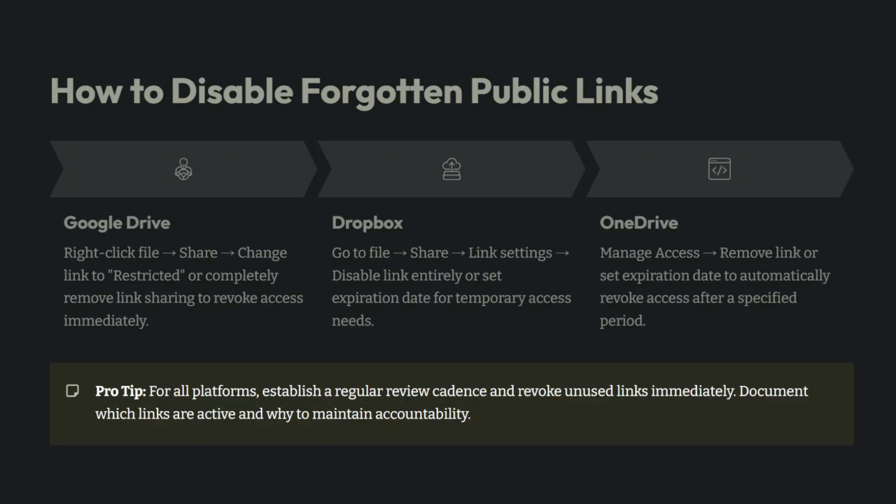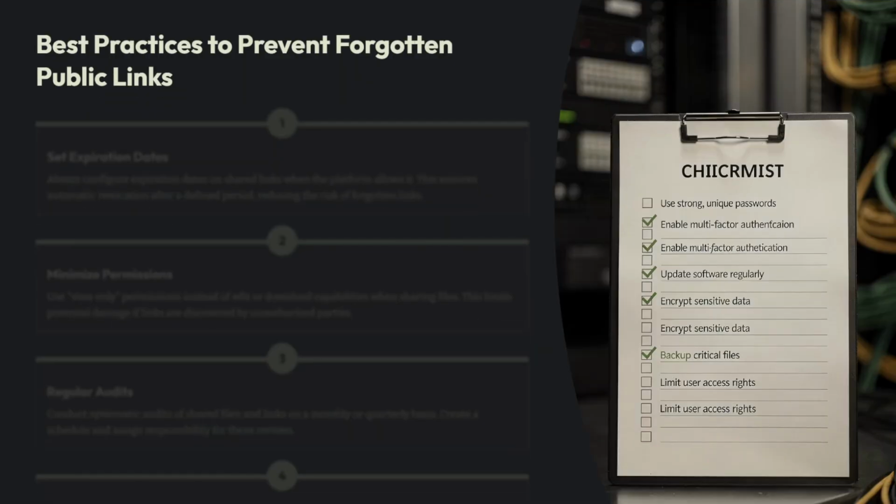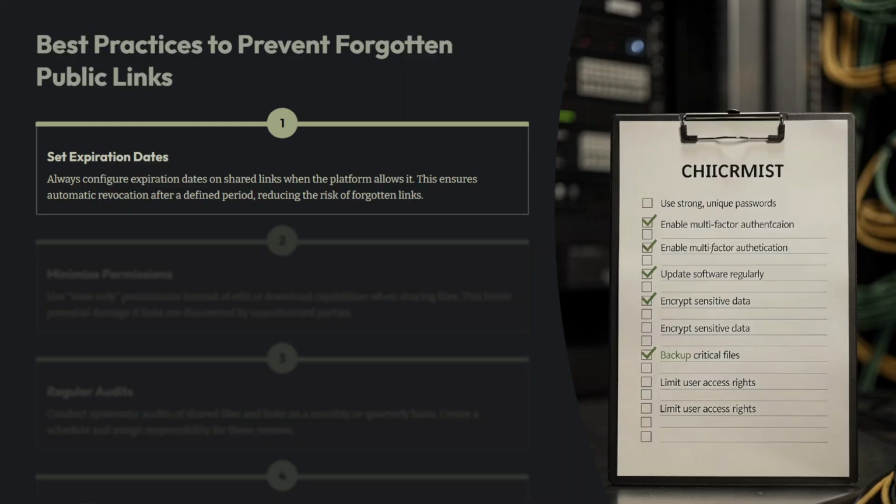So what are the 4 pillars of prevention that shift us from firefighting to proactive defense? Pillar 1 is set expiration dates. If your platform allows it, always configure an expiration date on any shared link you create. This automates the whole process and eliminates that forgotten link problem.